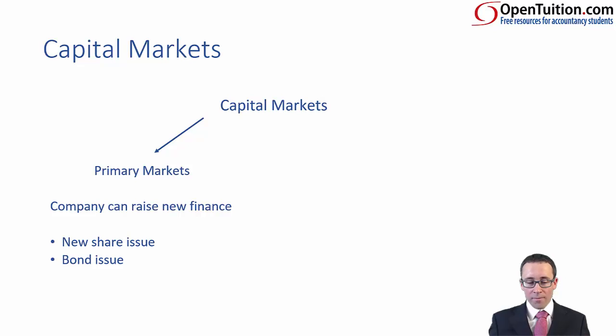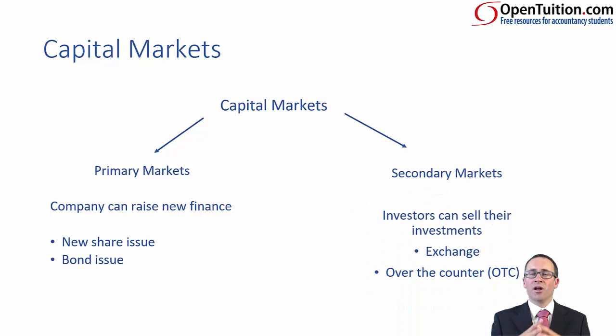The other one is your secondary markets, and a lot of the secondary markets are also primary markets as well. But a secondary market gives the people who have invested their funds, whether in equity or in debt, the opportunity to trade and sell their investments. That's normally on a regulated exchange, or it could just be done over the counter, directly between two parties.